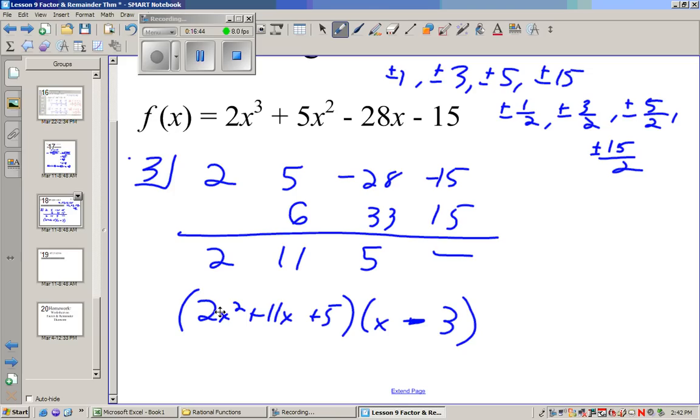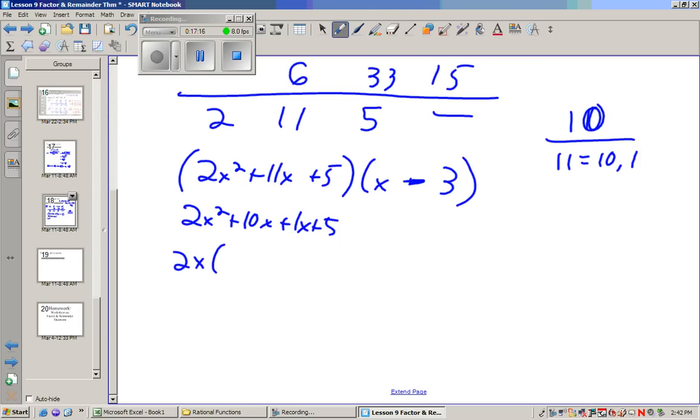Now there's a couple things. Here, the easiest way is to factor it if you know how to factor. If not, then you have to use quadratic formula. For factoring this, we'd have to multiply 2 times 5, which is 10. So what multiplies to 10 and adds up to 11? That's 10 and 1. So this would be 2x squared plus 10x plus 1x plus 5.